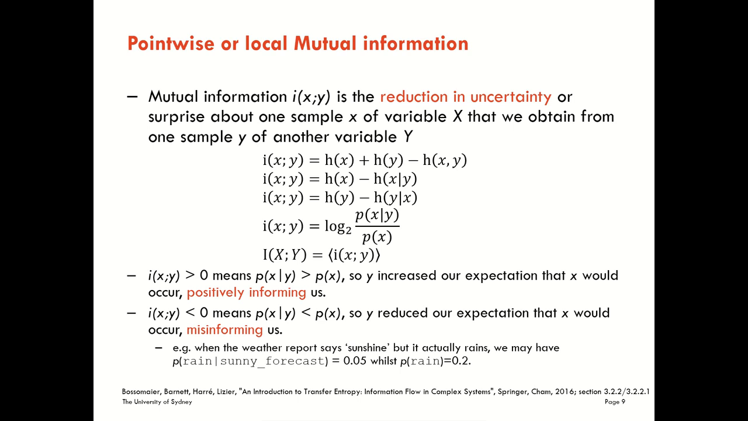Importantly, while we can have misinformation for any given realization, on average over all samples in our ensemble, y must provide non-negative information about x, as we already know.